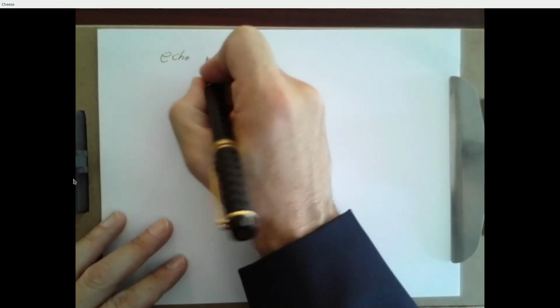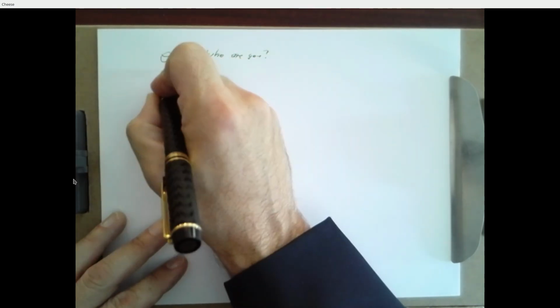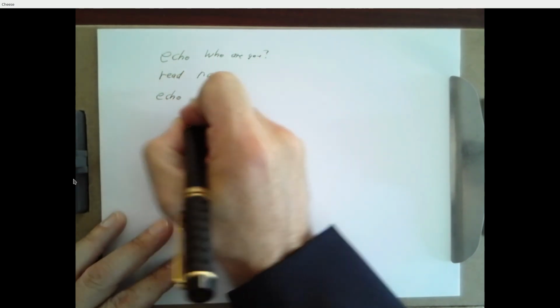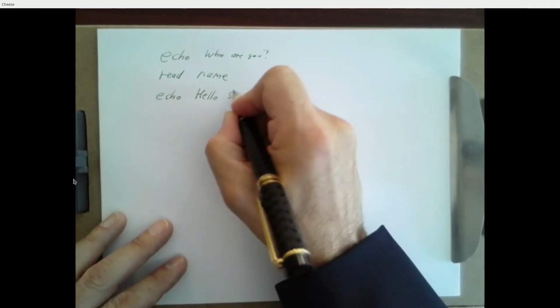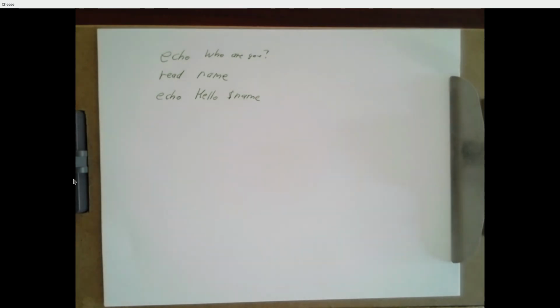Here's a simple script. Echo, who are you? Read name. Echo, hello, $name. Pretty straightforward. Prompt the user, get their name, greet them by their name. What could go wrong? So you've got this running on your server, and you've got a web page, and this is going to interact with a user, right? It's going to say, who are you? And they're going to type in their name, and you're going to say hello, name, and send that back to them.